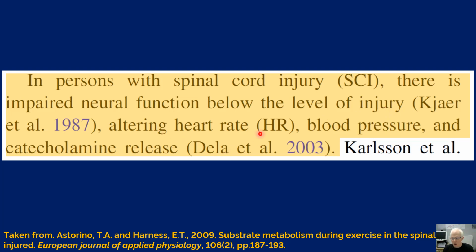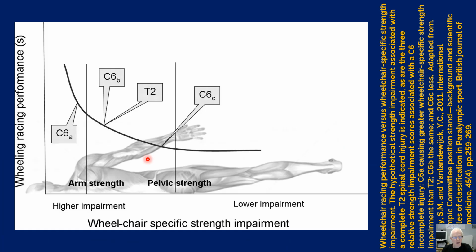And that then alters things like heart rate, it alters blood pressure, and it also, interestingly, alters catecholamine release, things like adrenaline and noradrenaline. Now, we can see this on this kind of simplified schematic here. So what you've got here is wheeling racing performance. This is our metric, so on our y-axis, this is our metric of performance. So fundamentally, what we know is wheeling performance in a wheelchair activity is a function, really, isn't it, of upper body strength.